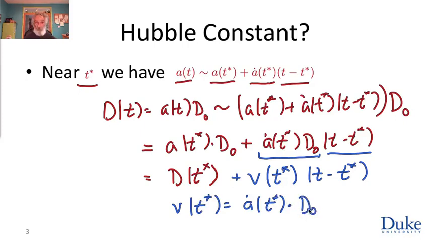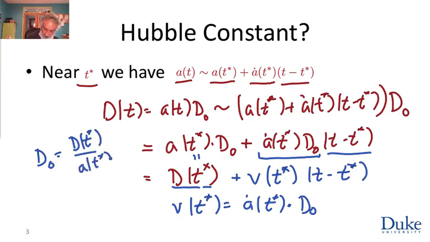And so what this tells us is that v at time t star is just a dot of t star times d0. Now, that's very nice, but this gives us a linear relation between the speed at t star and the distance now. But we didn't want the relation between the speed at t star and the distance now, because the distances they measure will be these distances, d of t star. So how do we rewrite this in terms of the distance they measure? Well, remember that d of t star is equal to a of t star times d0, or d0 is d of any time, in particular t star, divided by a of t star.